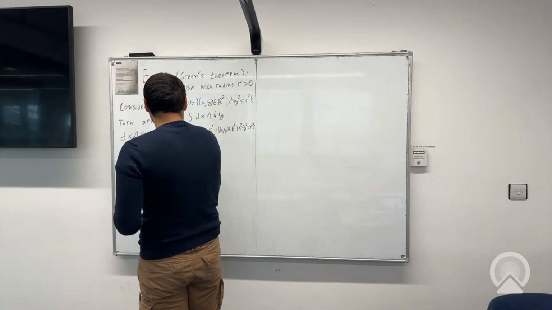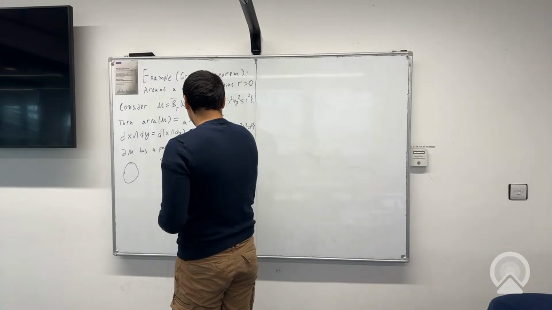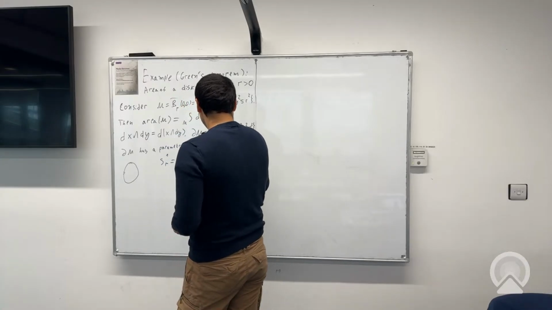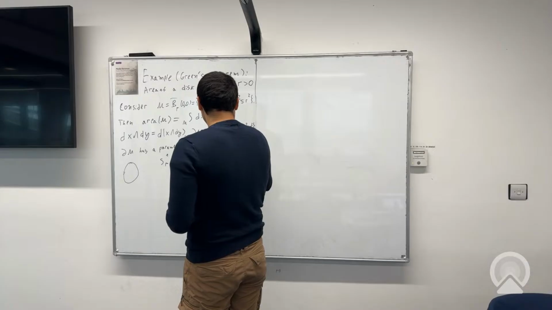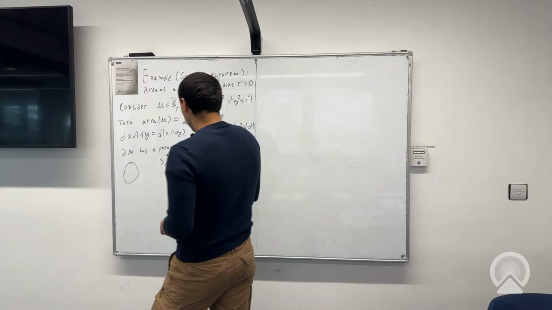So it has a parametrization S1(r) is (r cosine phi, r sine phi), where phi is from 0 to 2 pi. Okay. And then we have the following.